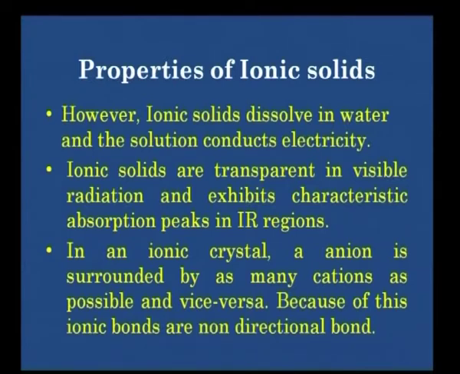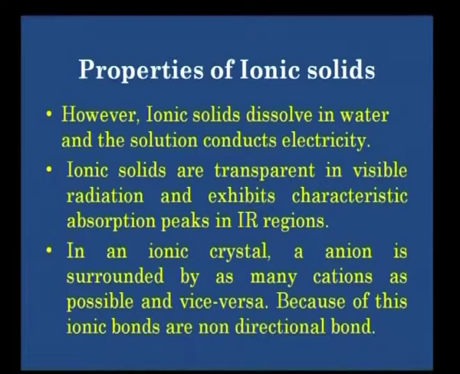In an ionic crystal, an anion is surrounded by as many cations. You have got an anion, then the cations will be present around it, and each cation will be surrounded by anions. Now, the bonding is non-directional, right, because you have got ions all around: positive ions surrounded by negative ions, and negative ions surrounded by positive ions. So, it is a non-directional bonding.